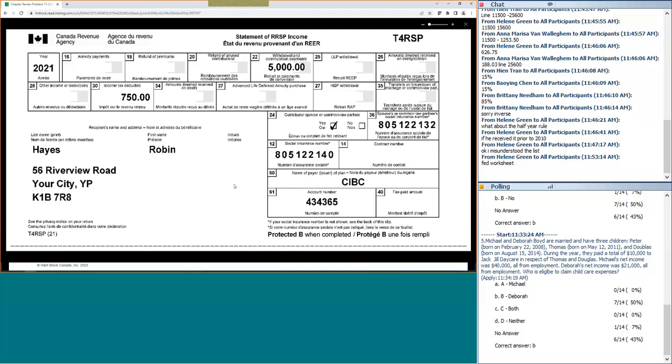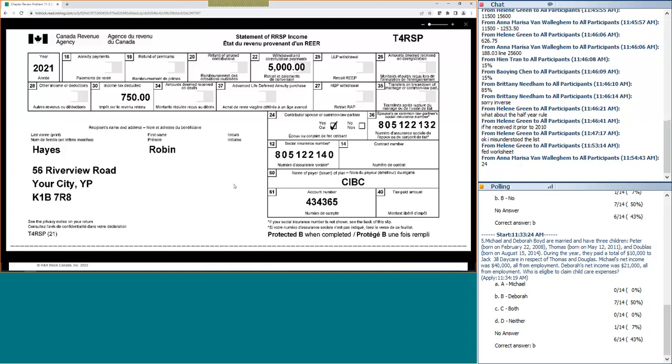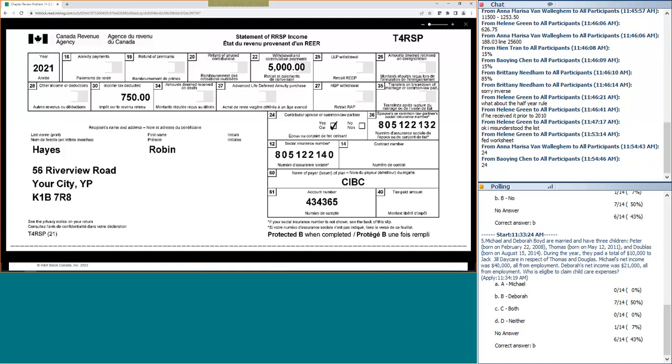I noticed that she took money out of her RSP. What box number do I need to look for? She took money out of an RSP. What box number do I need to look for immediately before I do anything? Box 24. When I look at box 24, I go, oh, this was a spousal RSP.